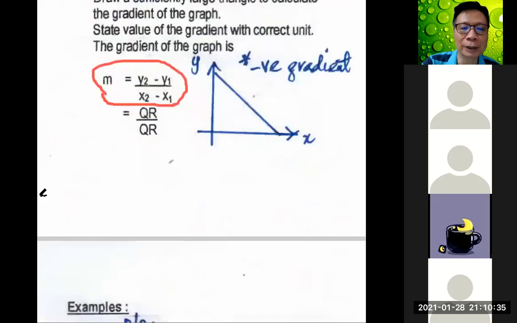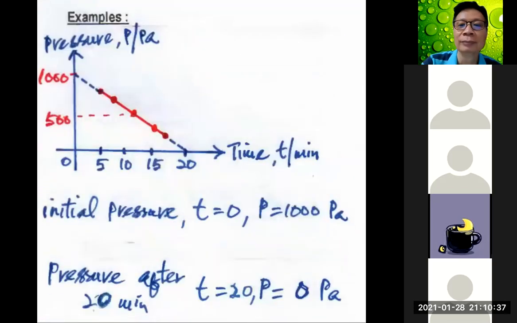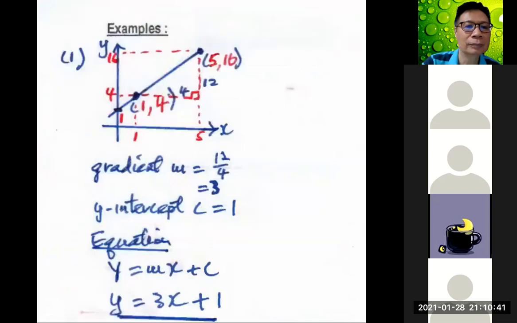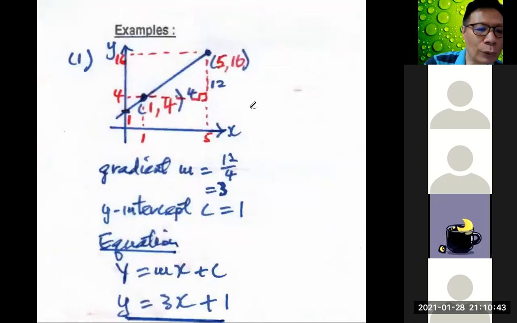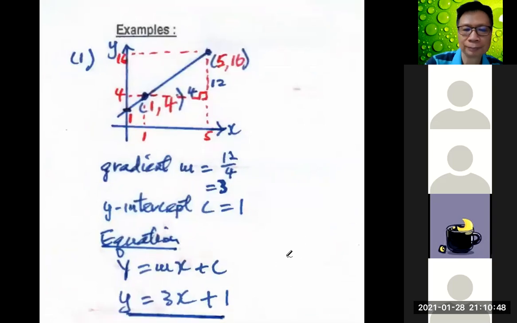Now, example. Here I go very slow lah. Don't copy first. Let me explain. After that, I let you copy. Okay?